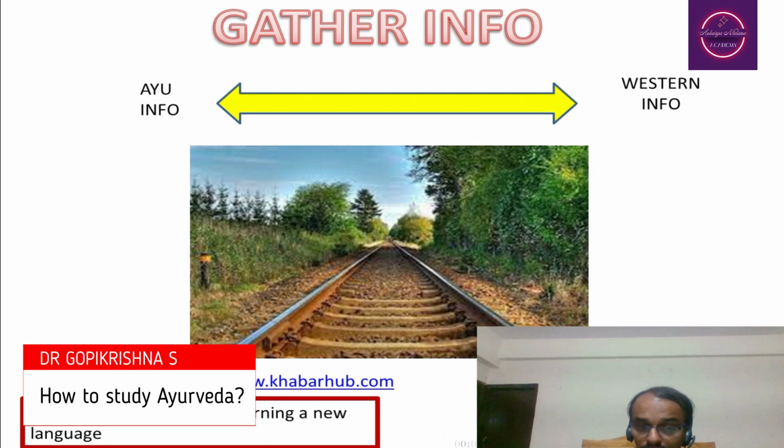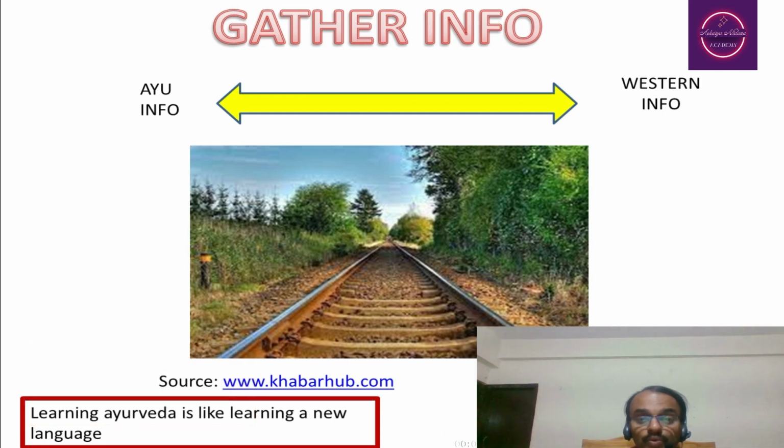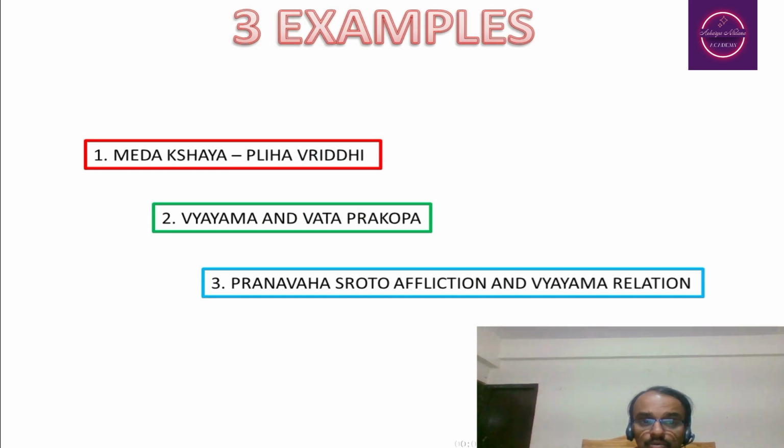Because most of us are ignorant about the Ayurveda knowledge, and most of us know about the Western knowledge. In that situation, the ideal way is, since we know the Western information, based on that we are going to add the Ayurveda information in the Ayurveda way and bridge the two pieces of information there. So to know this information very well, we are going to discuss three examples.